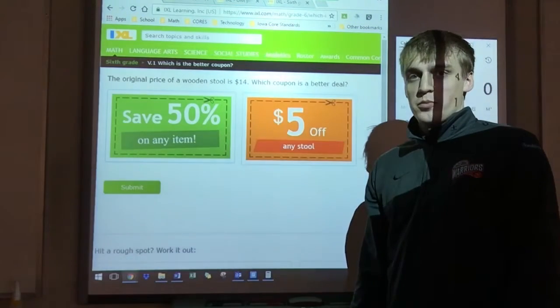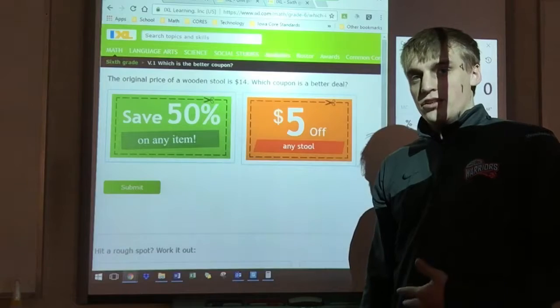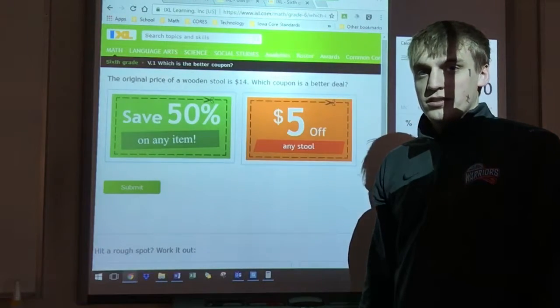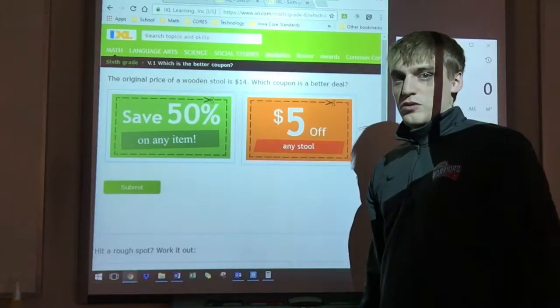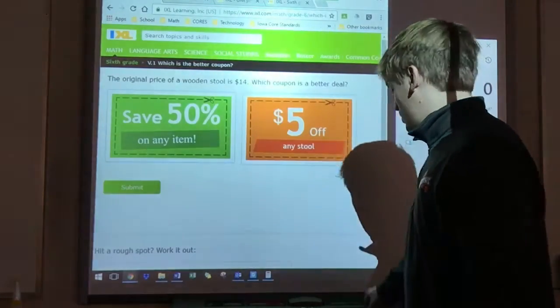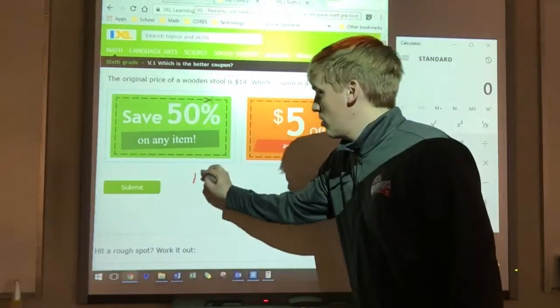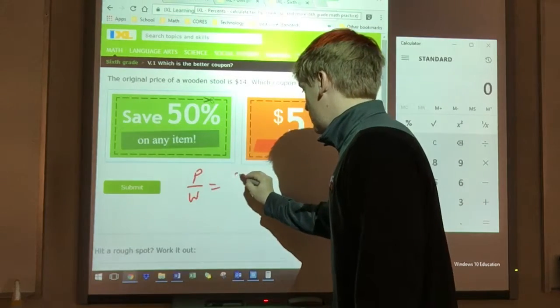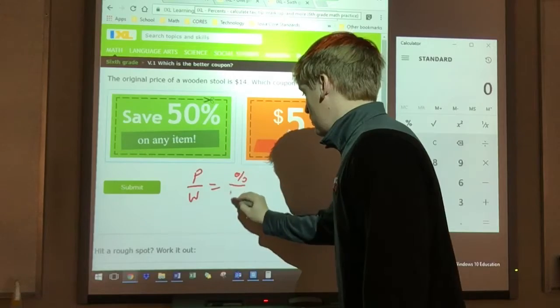Okay, we talked about the part percent whole method yesterday, and so you should have a little bit of an understanding of what that is. If you don't, then this will be a good review. Okay, so I'm going to write part over whole equals percent over 100.